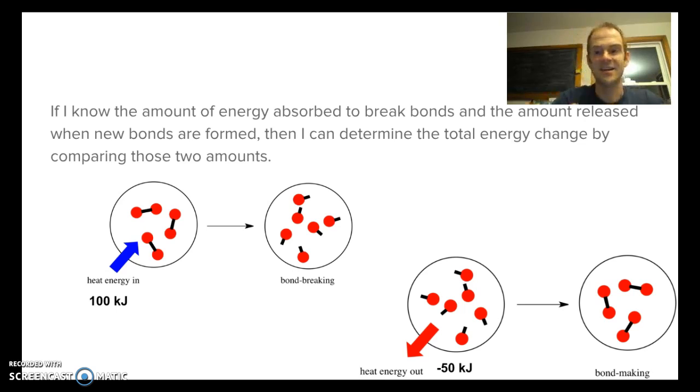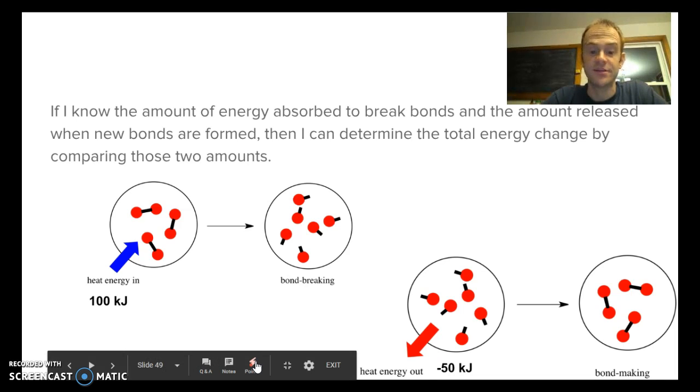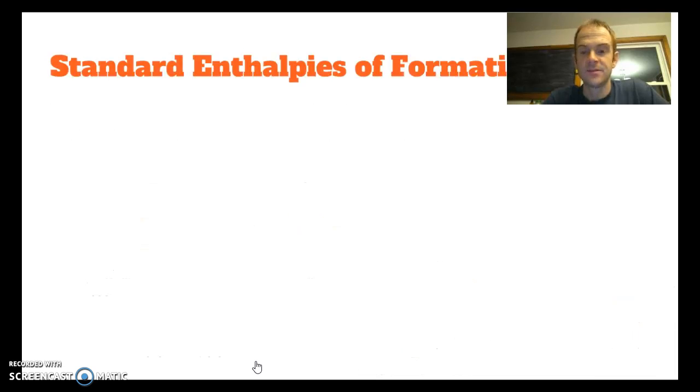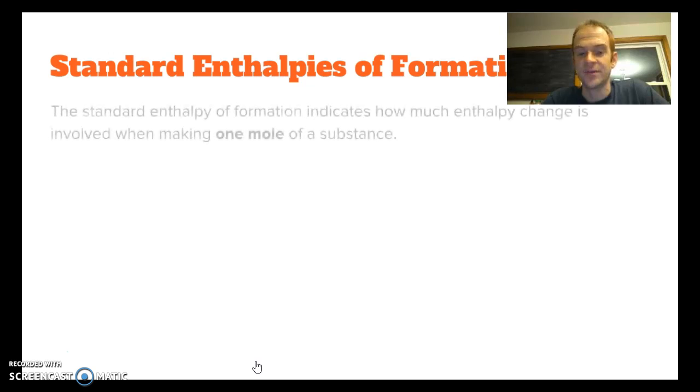Well, I had to take in 100 for the first part, and then the second part, I released 50. So what's my overall change in enthalpy? It would be 50 kilojoules, right? Because I used 100, I got rid of 50, so that means I have 50 remaining. This is what we're doing here. And so we can do this with any reaction if we know the standard enthalpies of formation.